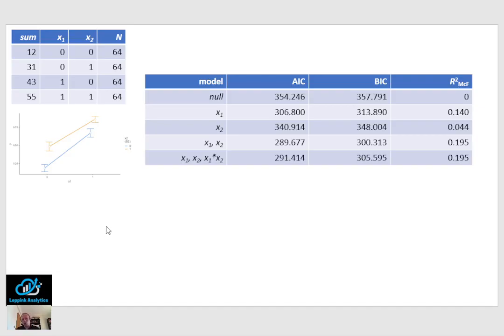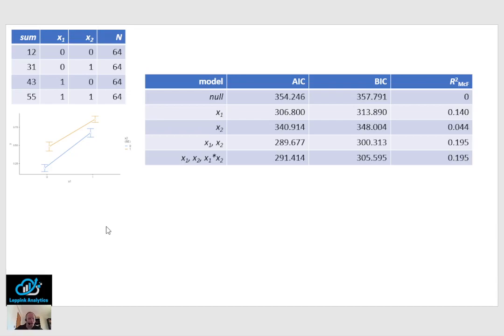Then x1, x2, that's the main effects only model, which indicates basically that x1 and x2 have additive effects, and this is on the log odds scale. When you write out the logistic regression equation in log odds terms, then x1 and x2 have additive effects, meaning they have parallel regression lines on the log odds scale. And the last model also includes an interaction term, which means that on the log odds scale, the regression lines don't go parallel.